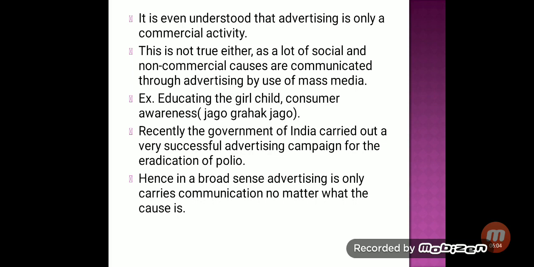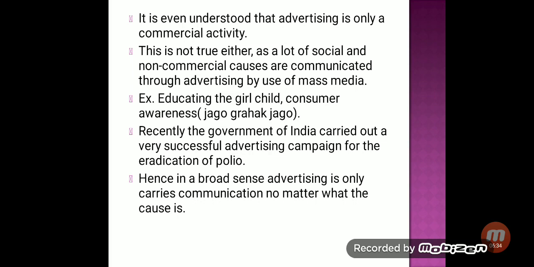This is not true either, as a lot of social and non-commercial causes are communicated through advertising by the use of mass media. Say, for example, educating the girl child, consumer awareness like Jago Grahak Jago. These are campaigns run by the central government, and the main agenda behind them is not to earn profit but to create general awareness among the society.